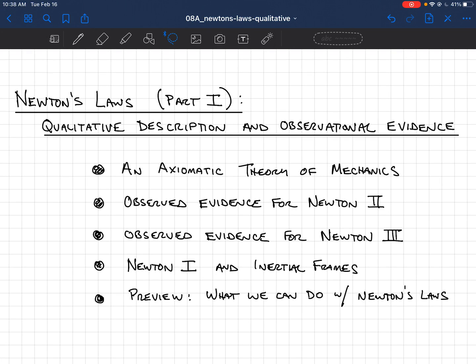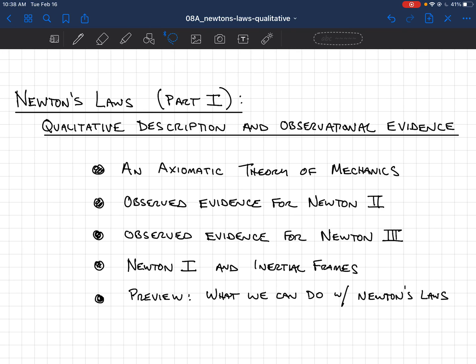Today we start Newton's laws, which is sort of the fundamental topic of classical mechanics and of this course. And we'll take it in two parts. So in this part, we'll talk about a qualitative description of the laws and the observational evidence that backs up these assumptions that we make.